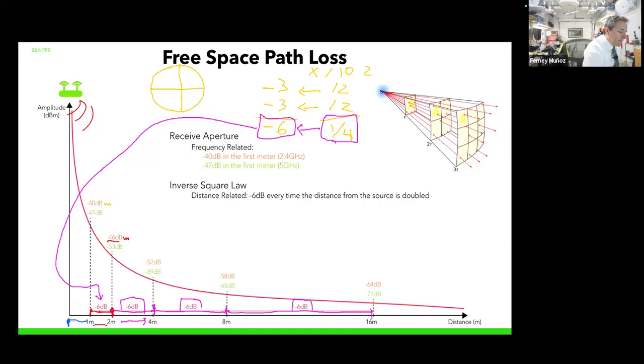So in here, at 4 meters, we went 6 dB down, so we had minus 46. If you go 6 dB down, then you end up with minus 52 dBm. Of course, we're just adding the unit right there. Minus 52 dBm. If you measure at 8 meters, you lose 6 dB, minus 52, minus 6, you're going down to minus 58. This is over free space with no obstacles, no obstructions, no attenuation objects.